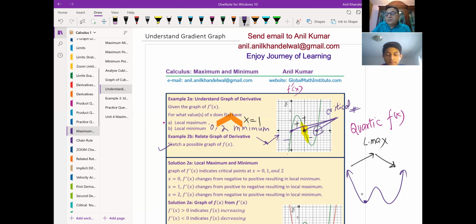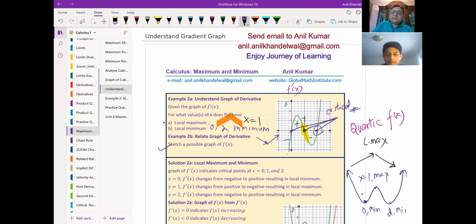So you have local minimum right there, at 0. Then there is the maximum at 1, meaning x equals 1 is a maximum. And then at 2, as you say, is again a minimum, right? Very clear? These 3 points.